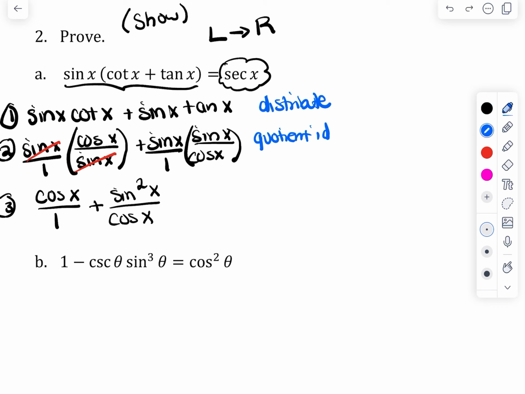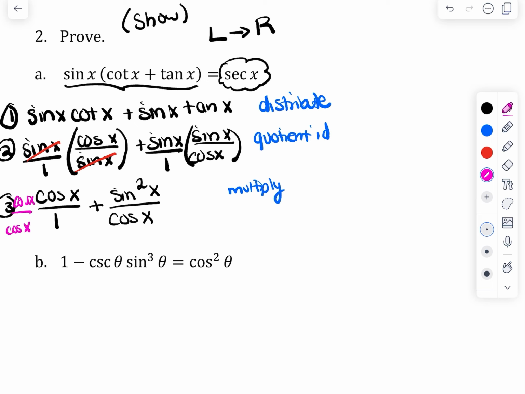I'm actually going to save a little space. So we have two separate fractions. Well, what is our go-to when our fractions are two different fractions? We're going to use a common denominator. So in the first one it's a 1, and in the second one it's a cosine. So to get a common denominator, I need to change that 1 to a cosine. So I'm going to multiply this one by cosine x over cosine x.